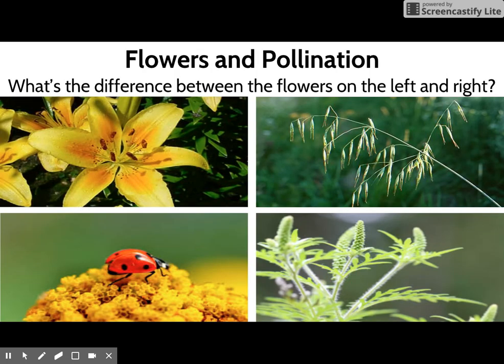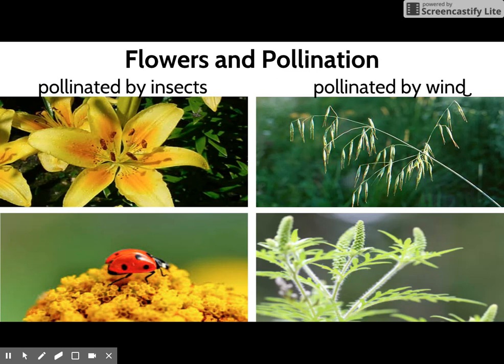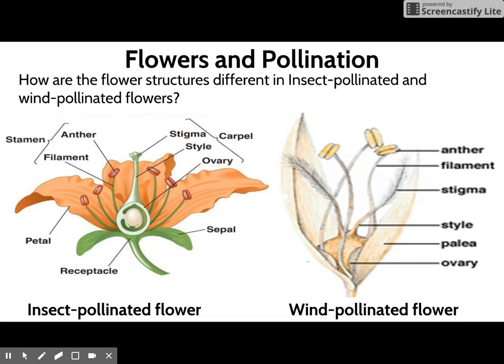So when we look at these flowers, what do you notice? What's the difference, or how are they the same, these flowers that you see on this screen? Well, the ones on the left are pollinated by insects, and the ones on the right are pollinated by wind. Take a moment and think about why that is, why these would be that way. All right, let's talk about it.